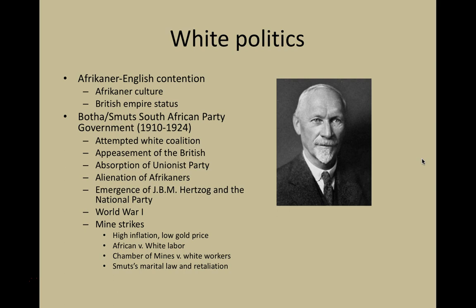Smuts and his government, by this point Botha was dead, came down on the side of the Chamber of Mines, and Smuts declared martial law. The army was brought in. They used things like artillery and military aircraft and tanks and things like this to try to break the strikes. Something like 150 people died in this, and several hundred more were injured. Some people were arrested. Some of the leaders of the strikes were arrested and executed by the government.